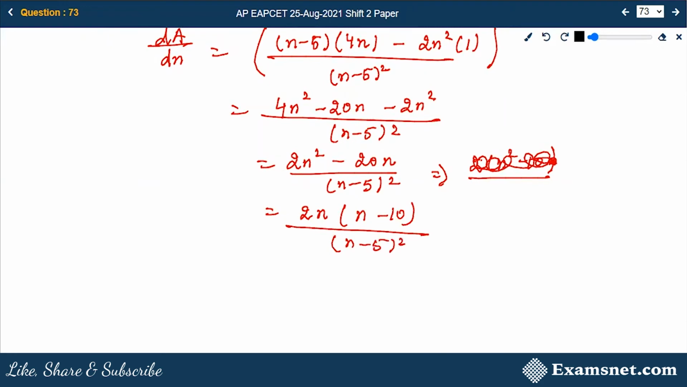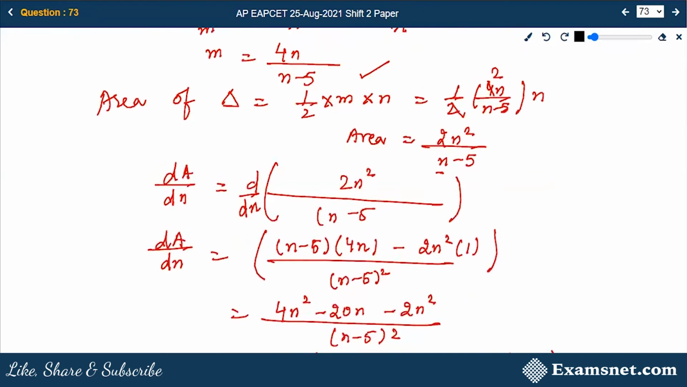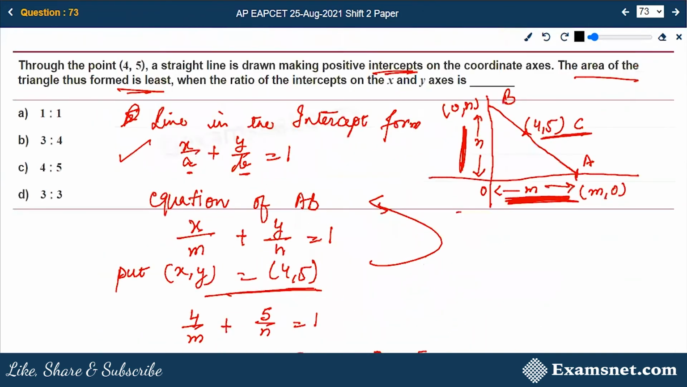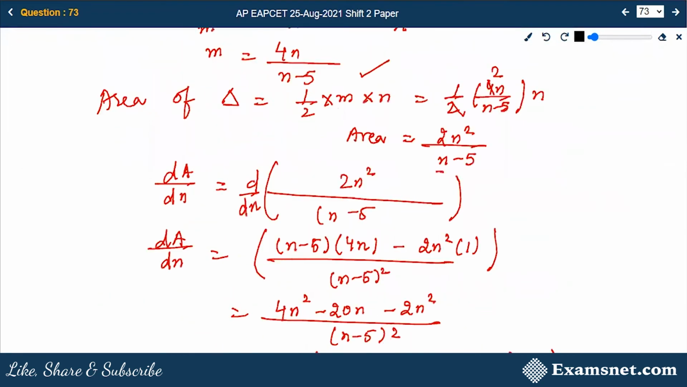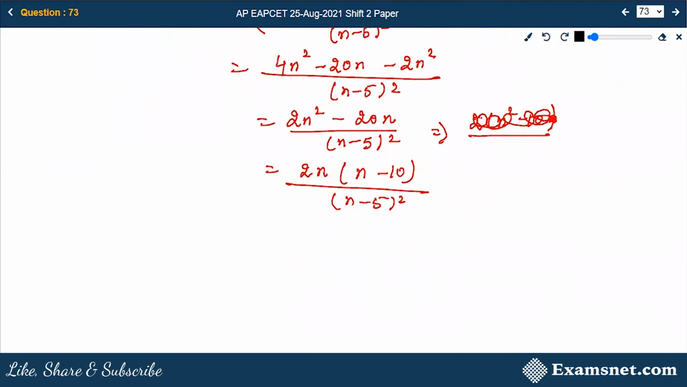Now it is saying the area is least for some value of this n, right? So the area of the triangle formed is least. You have to find the intercepts of the x and y axis, that is, you have to find out m and n in this case. So when the area is least, the derivative of A with respect to n is 0. That means this thing is 0.